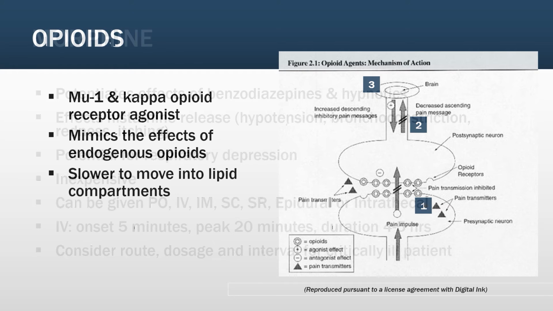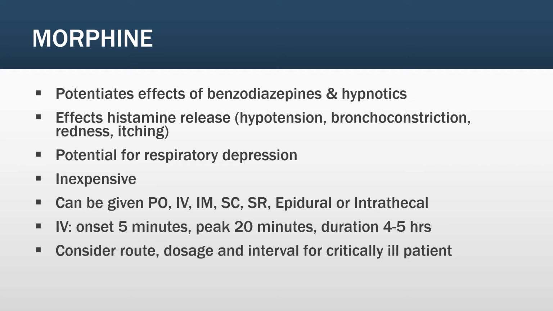Morphine is considered the gold standard to which all other opioids are compared. Several different opioids will be discussed, and each has slightly different properties based on the receptors they stimulate. Along with the analgesic properties, morphine also potentiates the effects of sedatives and hypnotics, causes the release of histamines, which can lead to hypotension, bronchoconstriction, erythema, and pruritus, and can cause respiratory depression.